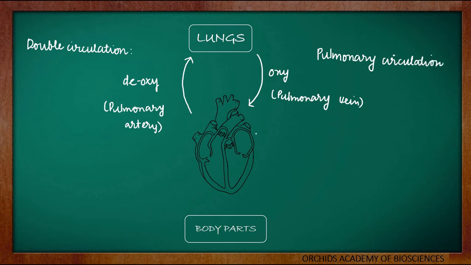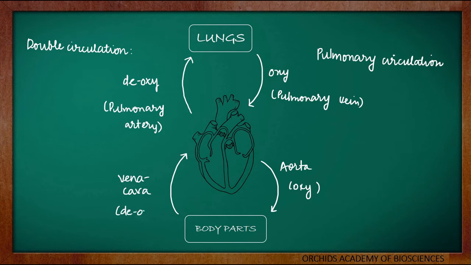Then after the oxygenated blood reaches the heart, from the heart the oxygenated blood goes to the various body parts through the aorta. Then again from the various body parts, the deoxygenated blood is brought back to the heart through the vena cava. And the second part of the double circulation, which involves the body parts and the heart, is called as the systemic circulation.